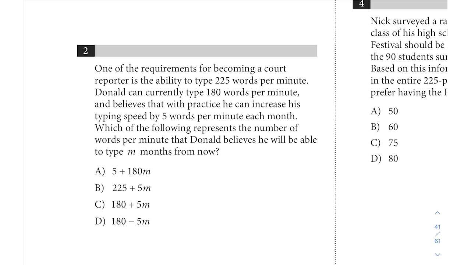All right, let's take a look at question number 2. One of the requirements for becoming a court reporter is the ability to type 225 words per minute. Donald can currently type 180 words per minute and believes that with practice he can increase his typing speed by 5 words per minute each month. So here's our desired total. Here's where we are currently. And this is the increase that we're going to have, the 5 words per minute each month.